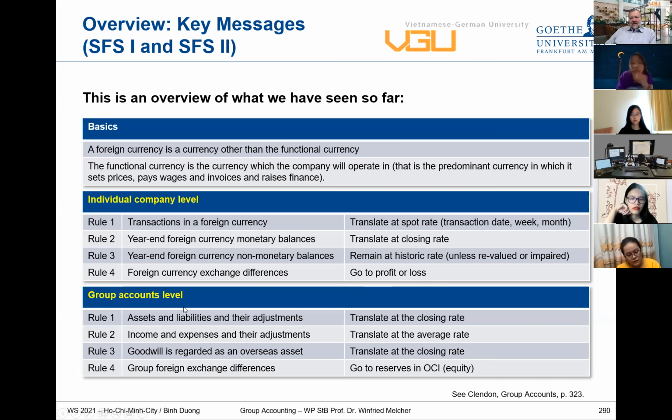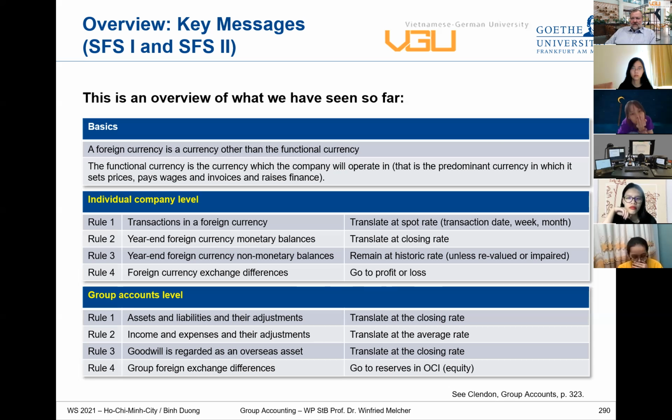Well, when you look at the accounts of the group, then some of the rules are a little bit different. So here the rules are all assets and liabilities and their fair value adjustments are translated at the closing rate, because we do not translate transactions, we translate financial statements at year end, and therefore we will use the closing rate. I think that is clear.